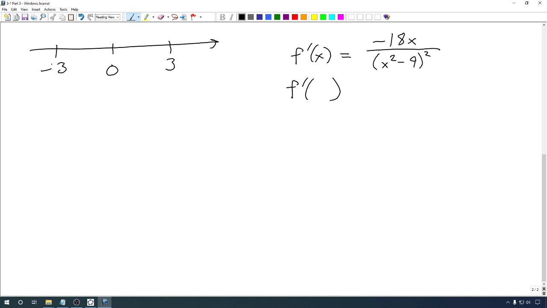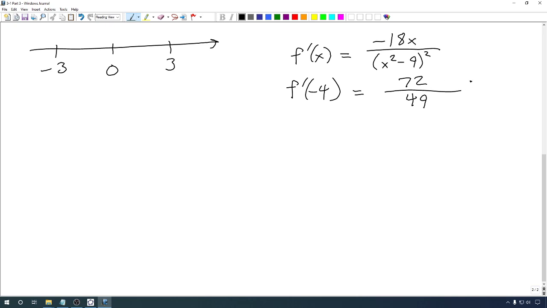From negative infinity to negative 3, just pick the number closest to 0 that's an integer, because that's going to be the easiest one to plug in. I'm going to go ahead and plug in negative 4. Plugging negative 4 into this equation, we have negative 18 times negative 4. It's actually equal to 72. Then we have negative 4 squared minus 9. That's 16 minus 9. Just 7 squared is 49.